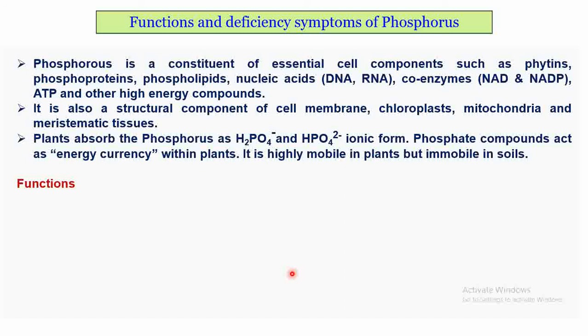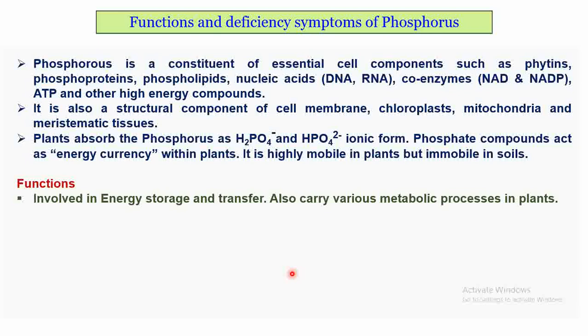It is also a structural component of cell membrane, chloroplast, mitochondria and meristematic tissues. Cell membrane has a phosphoric acid group, you know. Here plant absorbs phosphorus as H2PO4 and HPO4 ionic form. Phosphate compound acts as energy currency within the plant. It is highly mobile in plant but immobile in soil.